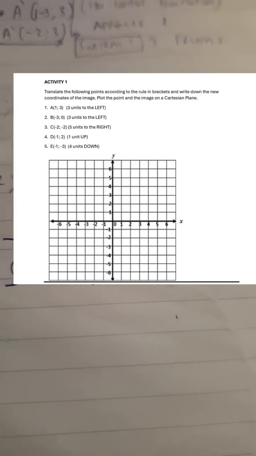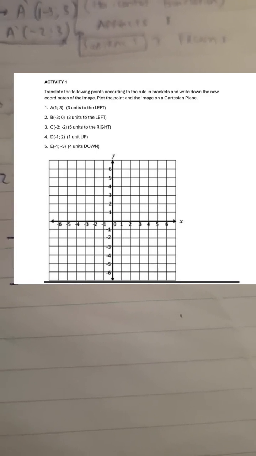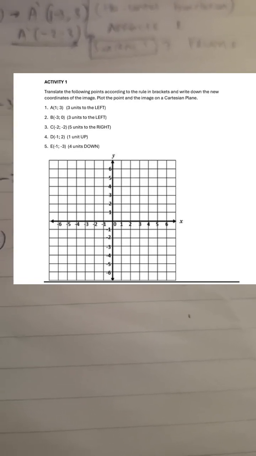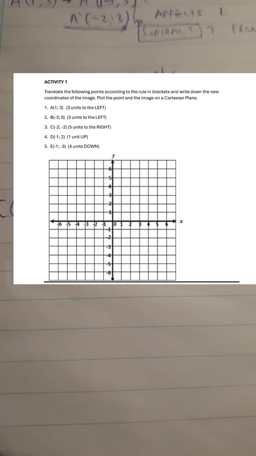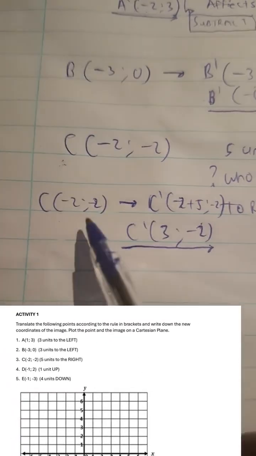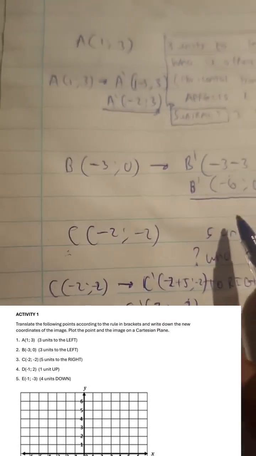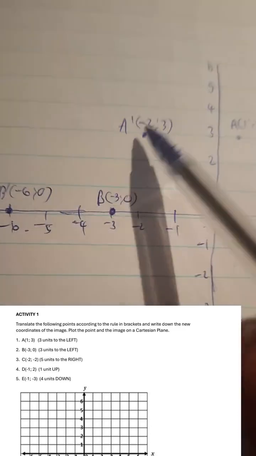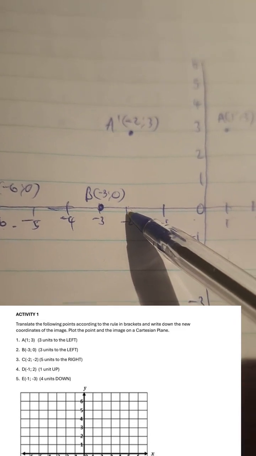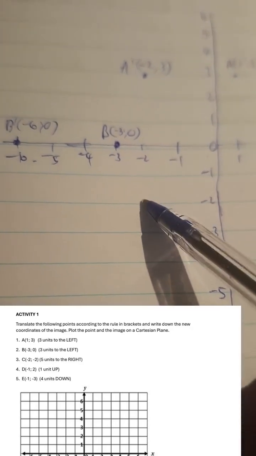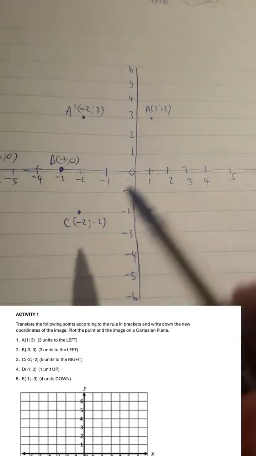Okay, right. Now let's go to number 4. D is -1 and 2, and the question is, if it's translated 1 unit up, what are the new coordinates? But before we go into that, let's try and obviously locate our points C and the image of C on the Cartesian plane. So -2 and -2 on our Cartesian plane. Let's go there, -2 for x and -2 for y. Where we meet is exactly there. So that is basically our C, -2 and -2.